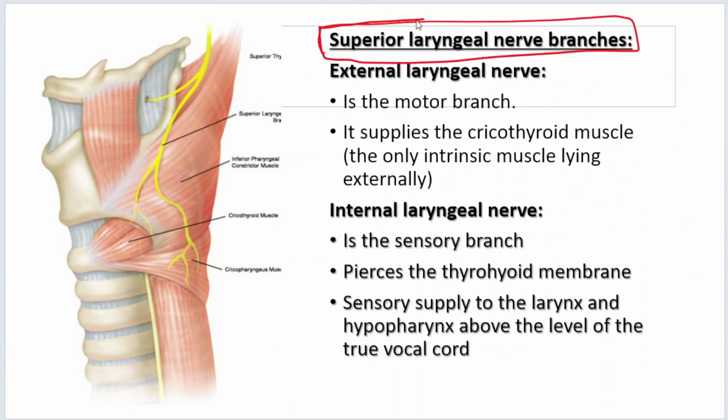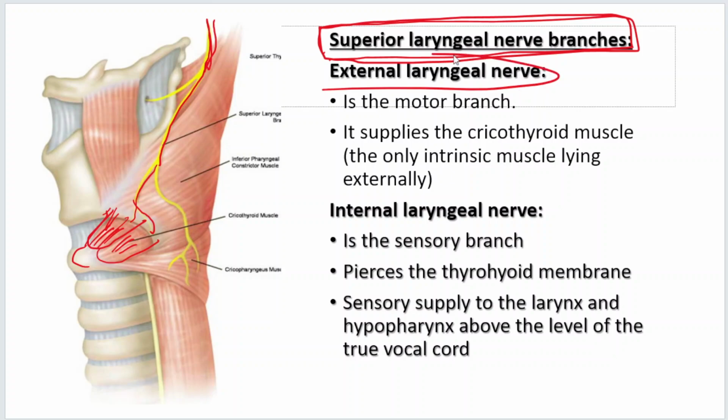Now coming to the superior laryngeal nerve branches. Superior laryngeal nerve, as we said, is a branch of the vagus. It is given superiorly. Then after the superior laryngeal nerve comes out of the main vagus nerve, it gives one branch that is called the external laryngeal branch. The external laryngeal branch goes forwards and supplies the cricothyroid muscle. As you can see, this is the cricothyroid muscle. It is going from the cricoid cartilage to the thyroid cartilage. So it is supplying the cricothyroid muscle.